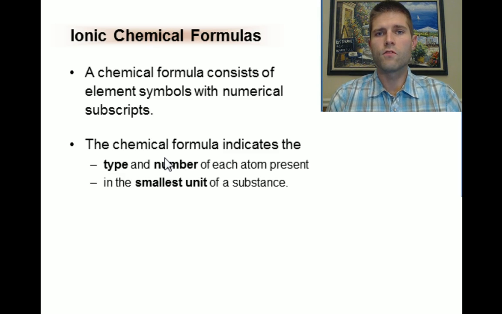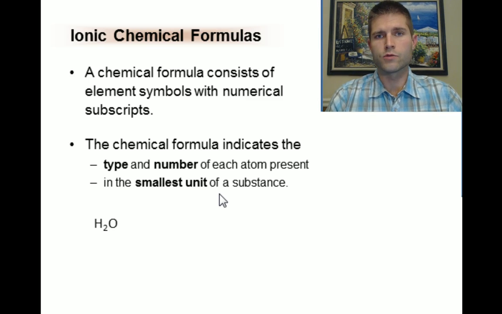The chemical formula indicates the type and number of each atom that's present. So that's what that subscript means for H2O. The 2 in the subscript stands for there being 2 hydrogens in one water molecule. And the chemical formula is the smallest unit of the substance. So for water, you can't have H4O2. You have to have it reduced to its lowest form, which is H2O. Of course, I just gave away the punchline before I showed it to you.